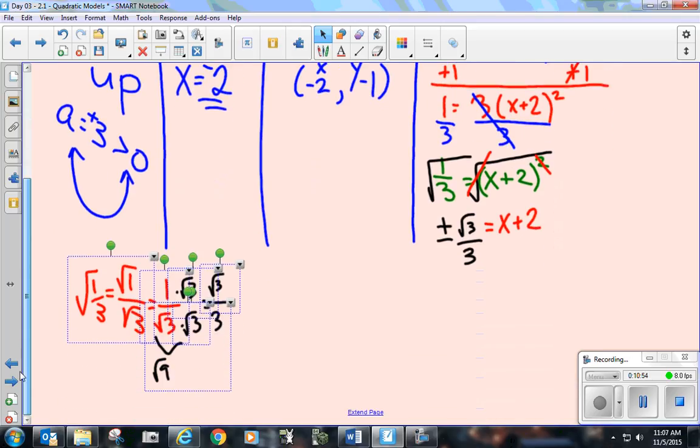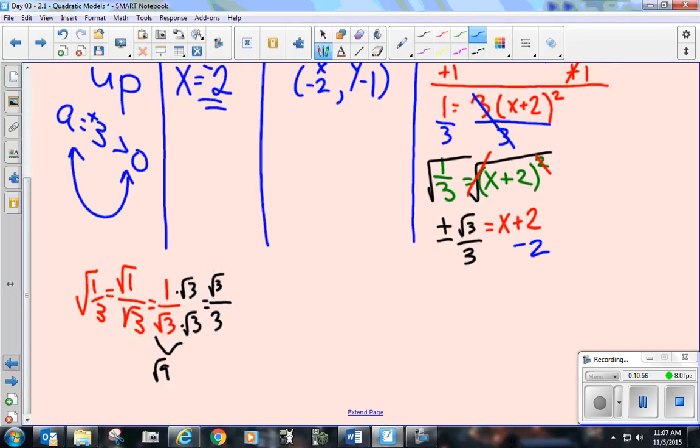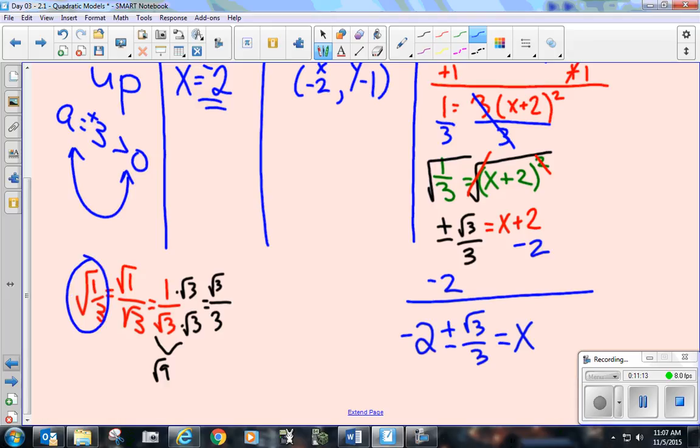Subtract 2. If I subtract 2 from both sides, I've got negative 2 plus or minus radical 3 over 3 equals x. That would be an acceptable answer. In fact, if you're going to know how to simplify this right here, I would say negative 2 plus or minus the square root of 1/3 would be an acceptable answer. But if they ask you in simplest form, you're going to have to simplify that.